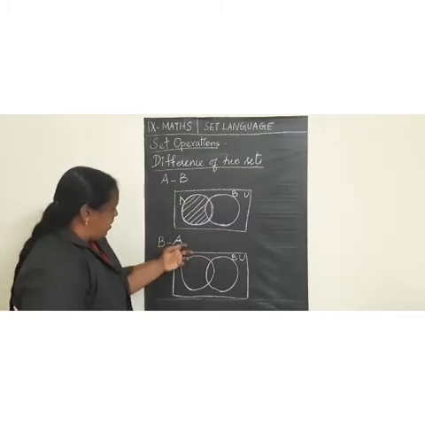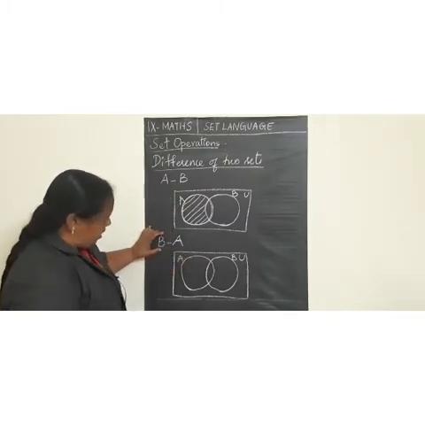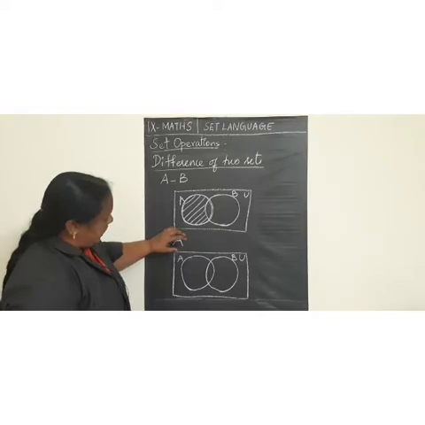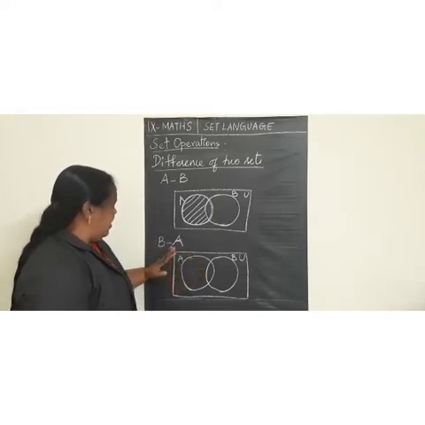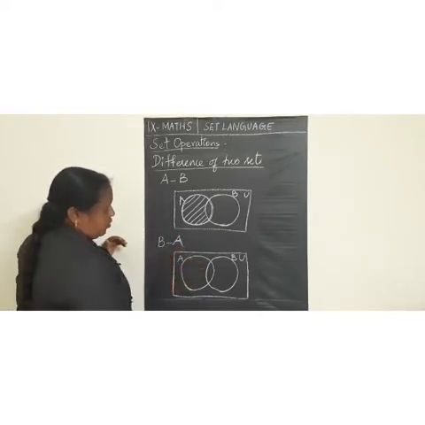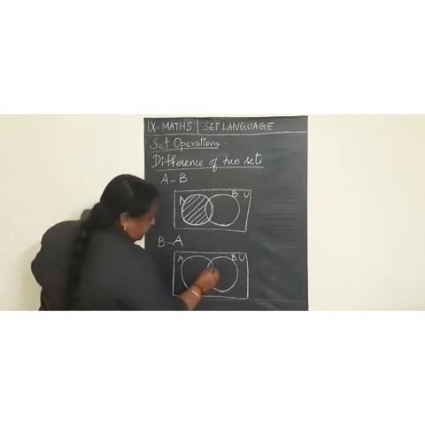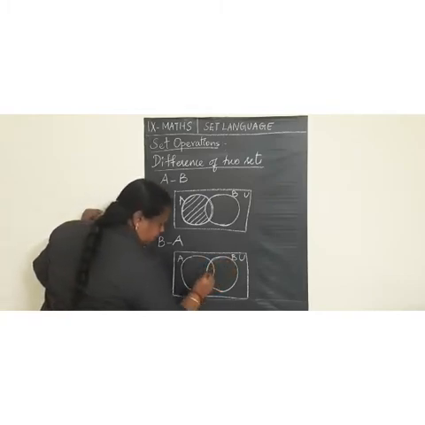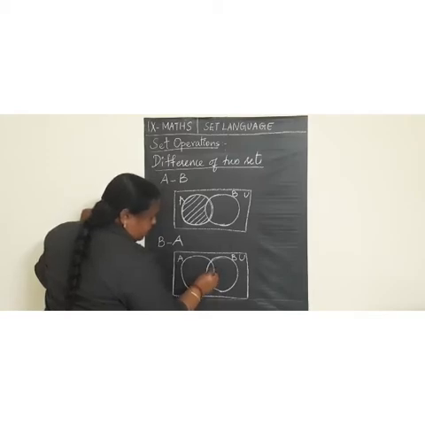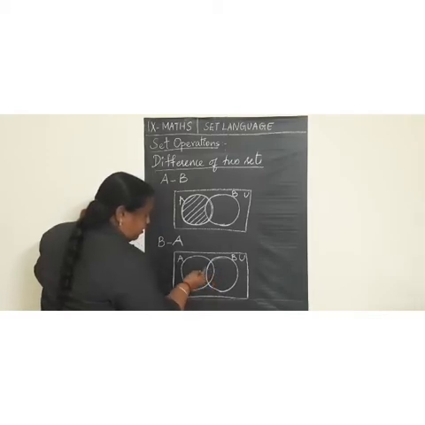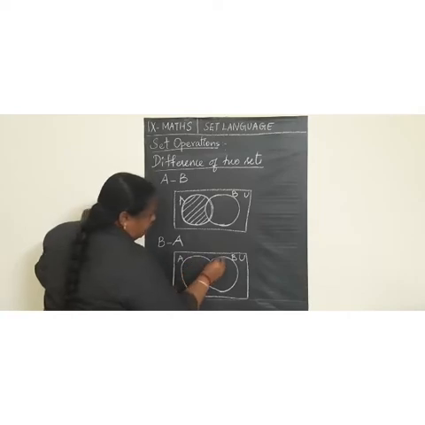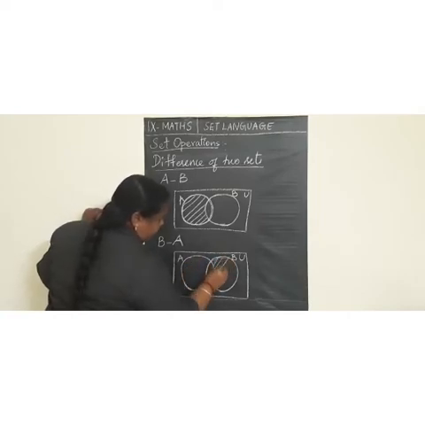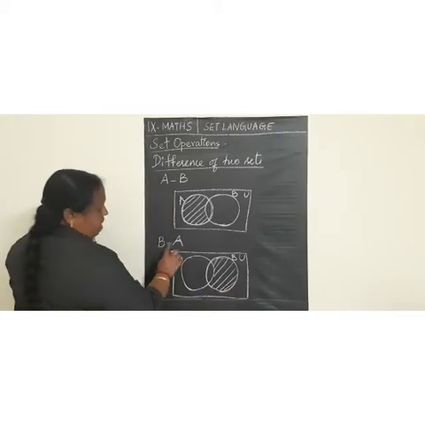Next, B minus A means the elements which are in B but not in A, we write as B minus A. This full circle represents B. The common part is in A also, so we shade only the B part. This is B minus A.